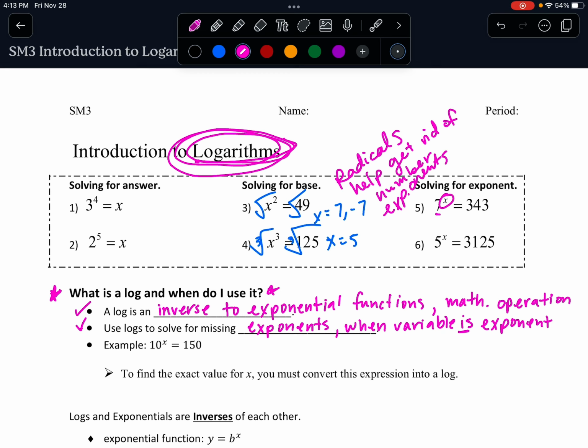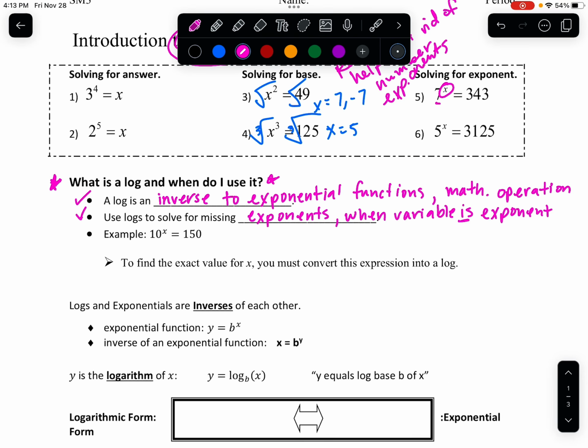Don't ask me, remember, I am not a historian. I'm not like an inventor of math. I don't discover math. I just know how to use it really well. So I don't know where the word logarithm actually came from, but we use it now, right? So in order to evaluate things, we have to convert into a log.